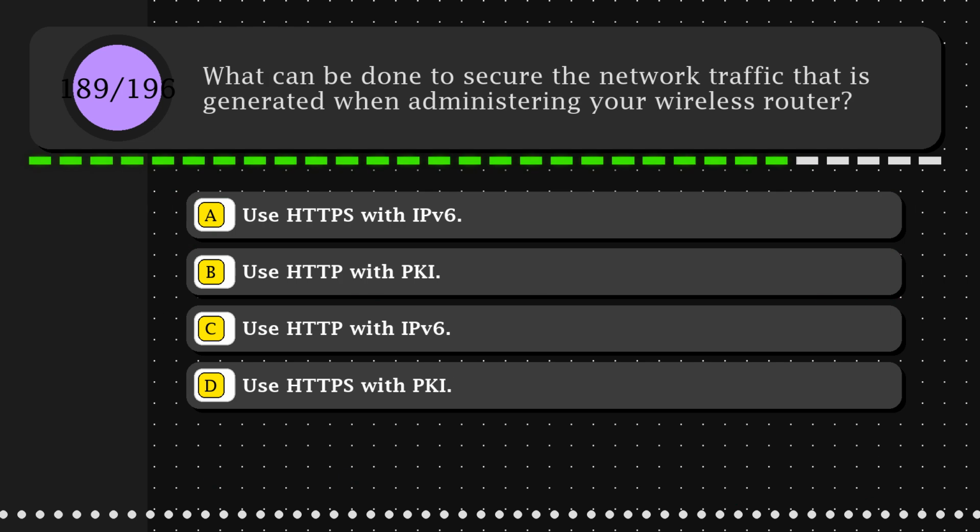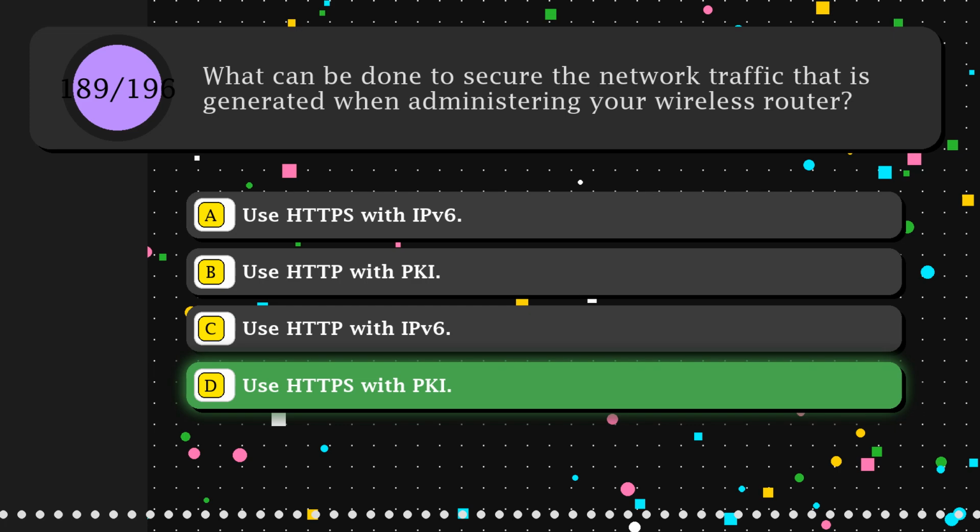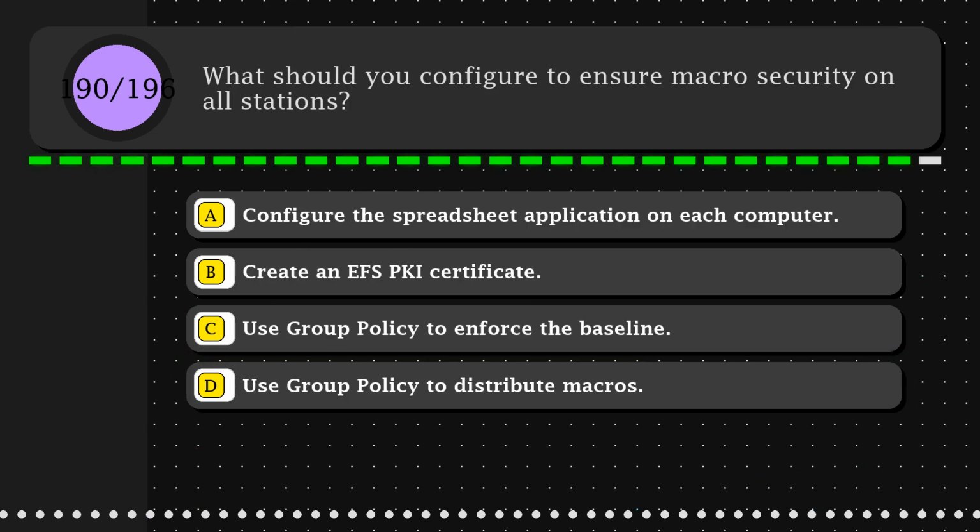Question 189. What can be done to secure the network traffic that is generated when administering your wireless router? Option A. Use HTTPS with IPv6. Option B. Use HTTP with PKI. Option C. Use HTTP with IPv6. Option D. Use HTTPS with PKI. The correct answer is option D. Use HTTPS with PKI.